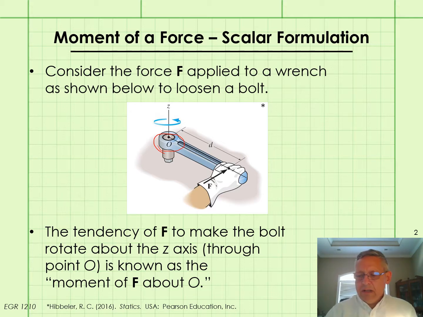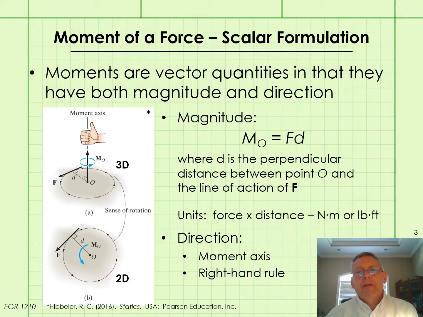The distance d here is known as the moment arm, and notice that there's a right angle here. It's a little hard to see, but they've drawn it in on top of the glove there. The moment arm d is the perpendicular distance from the line of action of the force to the point O. Moments are vector quantities. They have both magnitude and direction.